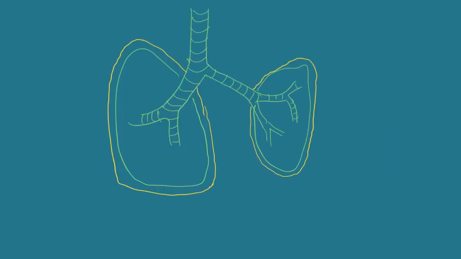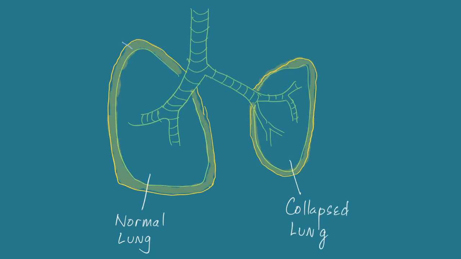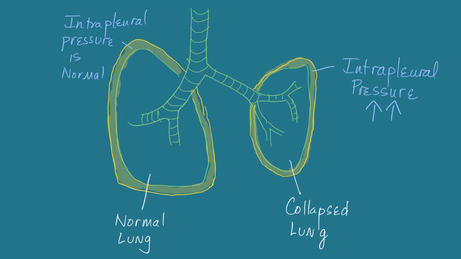In this figure, we have on the right a normal lung, and on the left side, we have a collapsed lung. And this has to do with the differences in intrapleural pressure. So on the right lung, the intrapleural pressure is normal, and it is lower than intrapulmonary pressure. On the left side, the intrapleural pressure has increased for some reason, and its pressure is greater than intrapulmonary pressure, and this causes the lung to collapse.